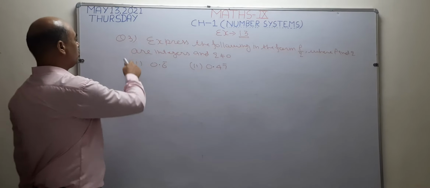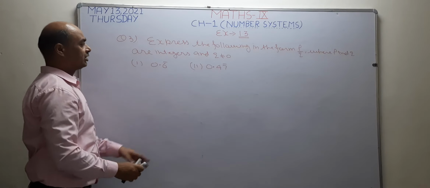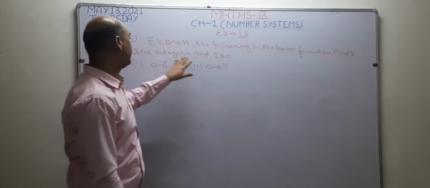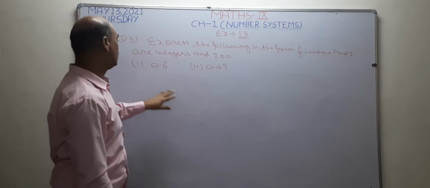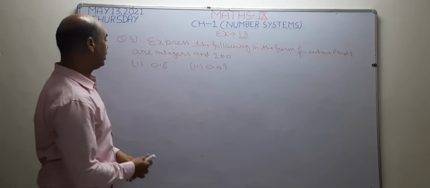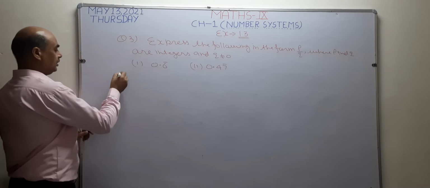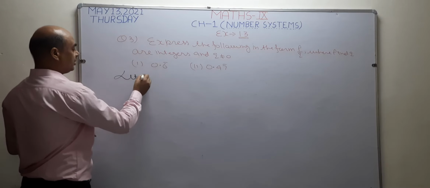Now I want to solve question number 3 of exercise 1.3. Read the statement. Express the following in the form P by Q, where P and Q are integers and Q is not equal to 0. I am going to solve these two questions. In the first question, what is given? 0.6 bar. I suppose this number is equal to X.